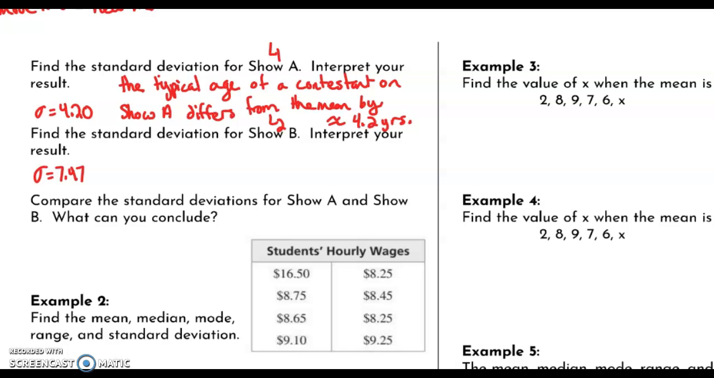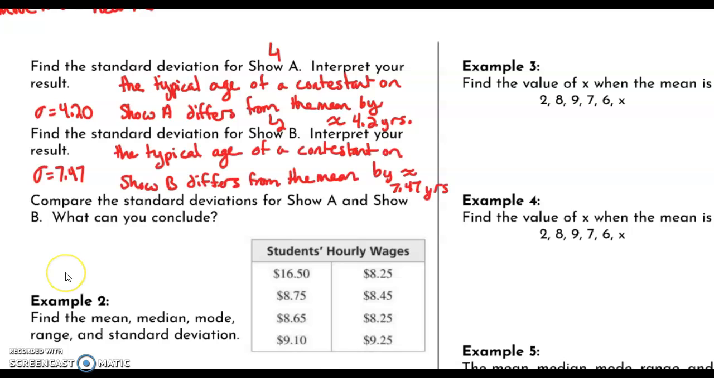So let's try writing this one over here. See if you can select the correct statement. Use the same type of format I have right here to do this one. Okay, so I use the same format, meaning I use the same wording, saying the typical age of a contestant on show B differs from the mean by about 7.47 years. So it means on show B, most contestants are within the range of 7.5 years, either below or above the mean. They're in that kind of range of numbers.